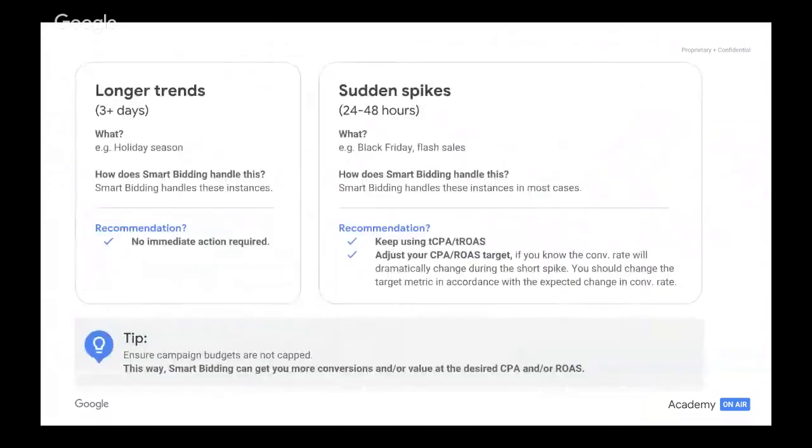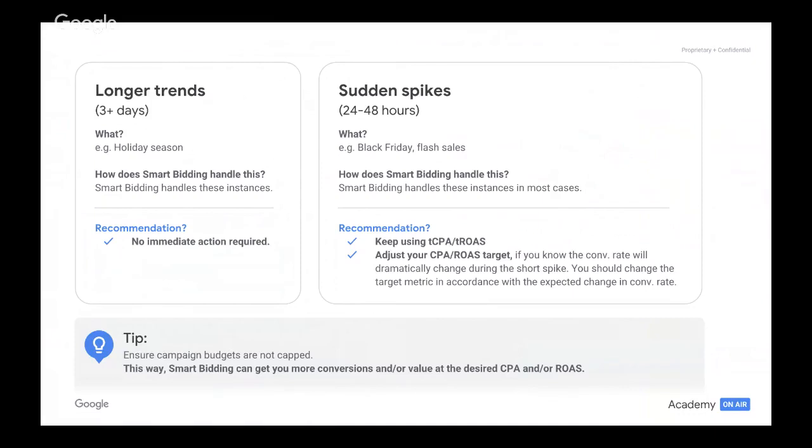But what we will have a look at is if there's adjustments needed to the actual target, if you're using Target CPA or Target ROAS. So when we chat about seasonal spikes, they do fall into two buckets. So we'd usually look at longer trends, which is 3+ days, versus sudden spikes, which would be 24 to 48 hours. Now, most trends, I think you'd agree, Dave, would likely fall into that longer trends bucket of 3+ days.